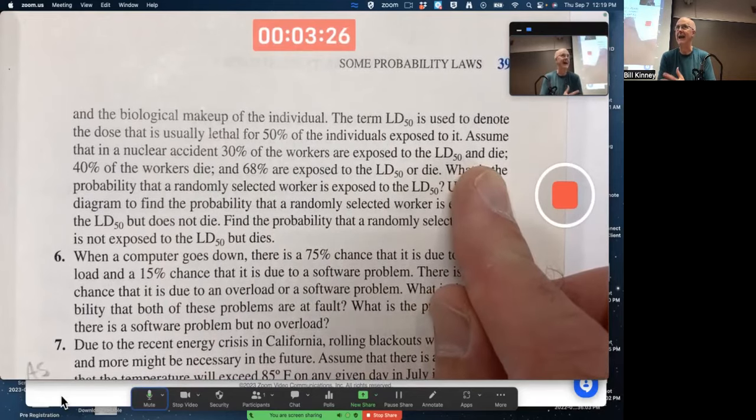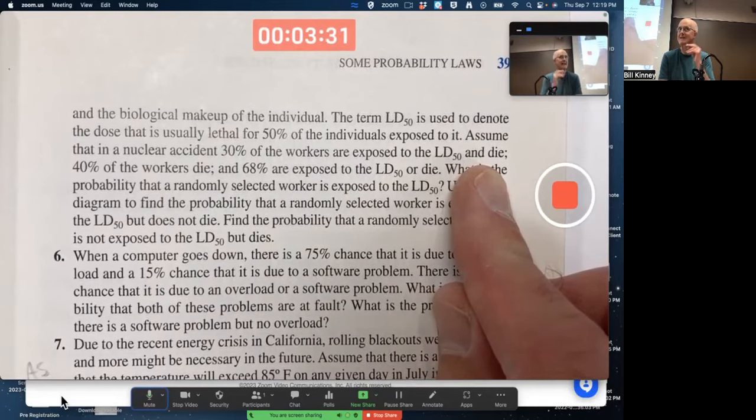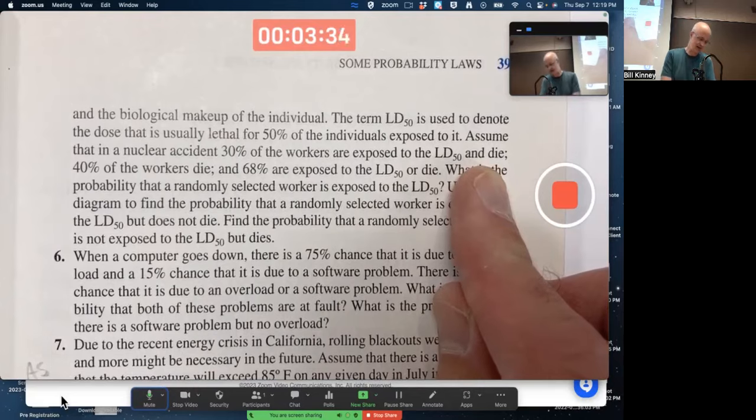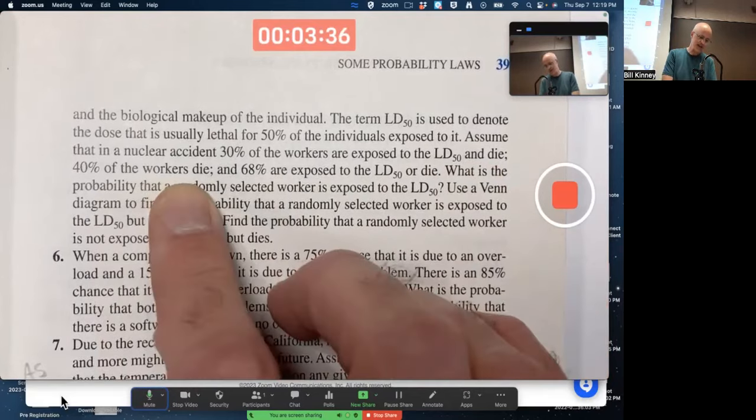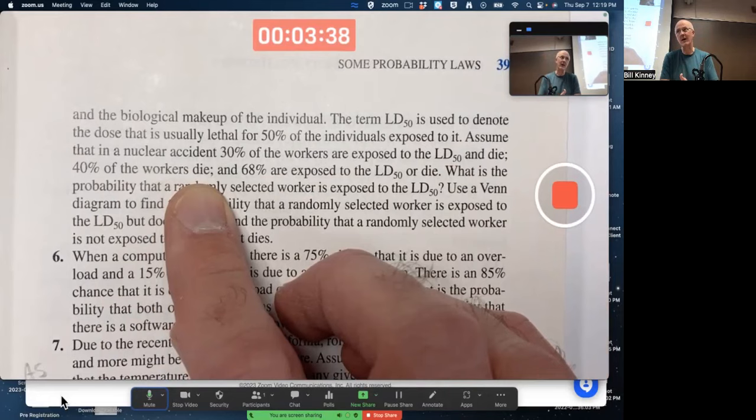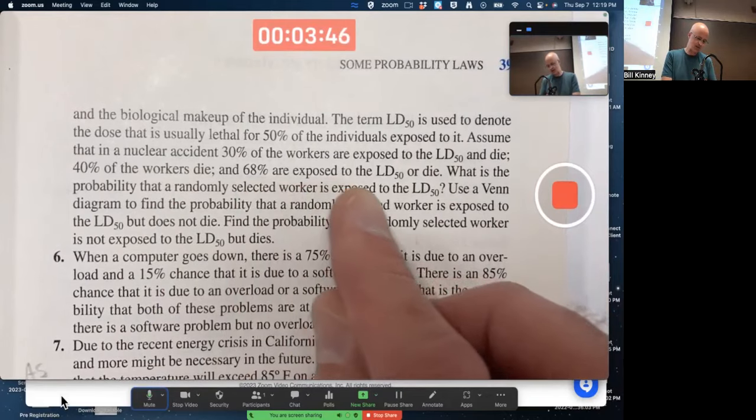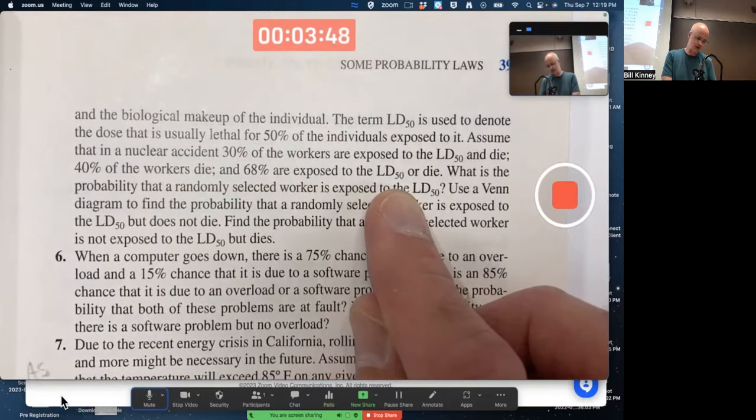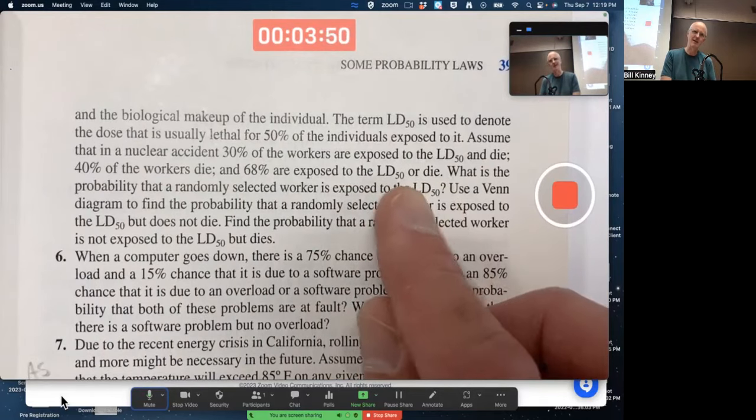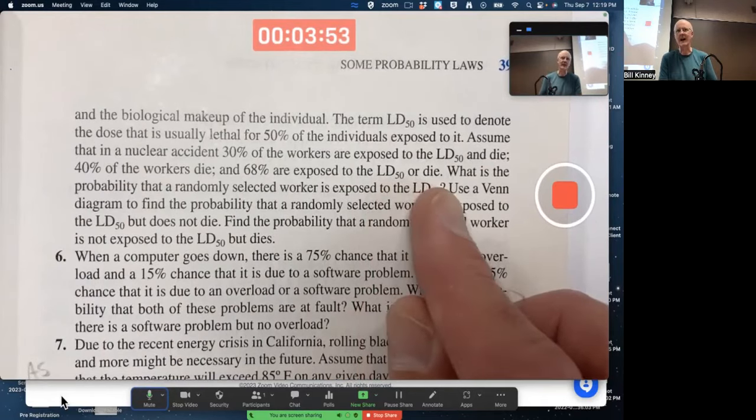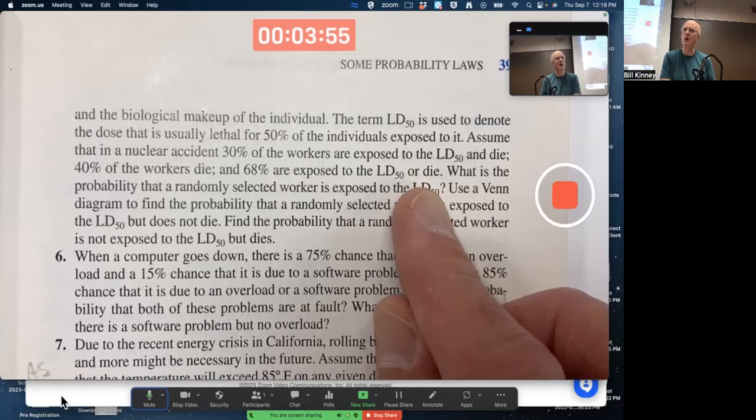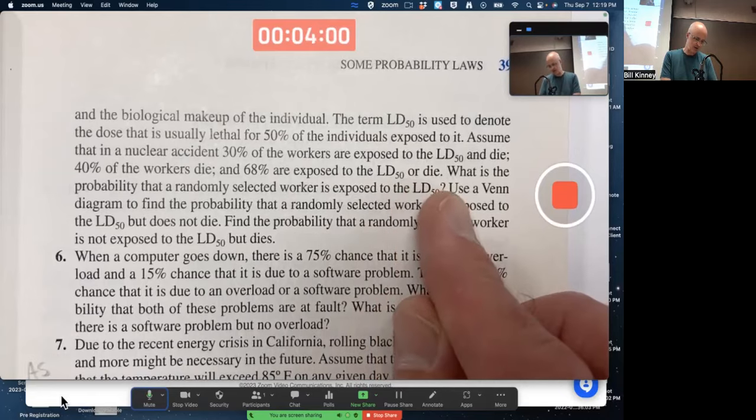We talked about and versus or, intersection versus union last time. That's one thing you want to look for, those kinds of keywords. 40% die. Some are exposed to radiation, maybe some that are not, perhaps. And then 68% are exposed to that level of radiation, or they die. They're either exposed to the radiation or they die, or both. The or is always assumed to be an inclusive or. We want to answer a few questions.